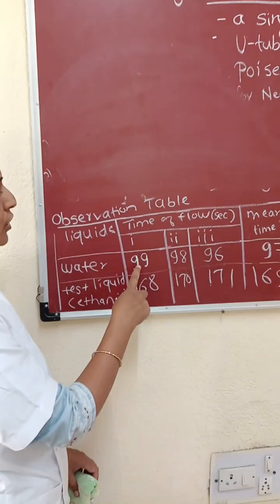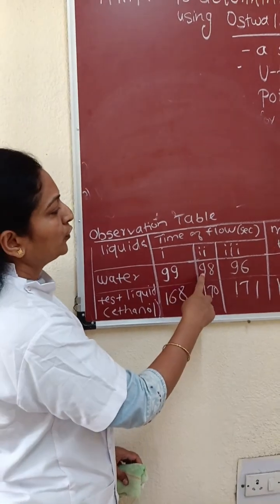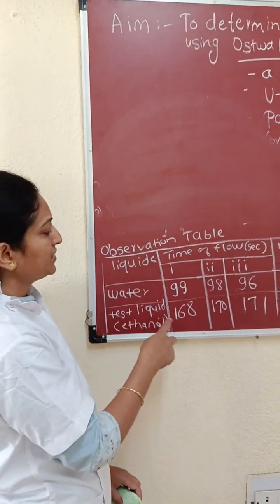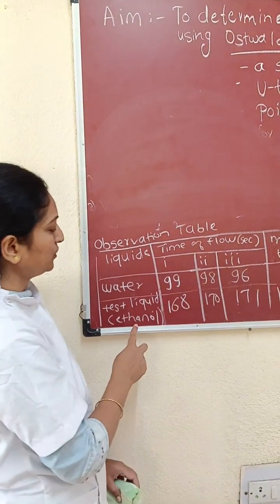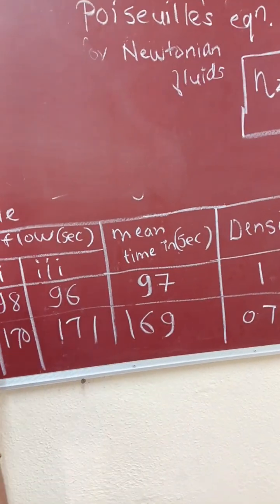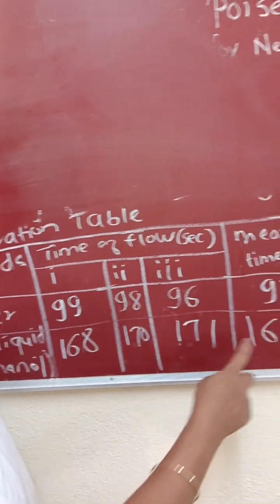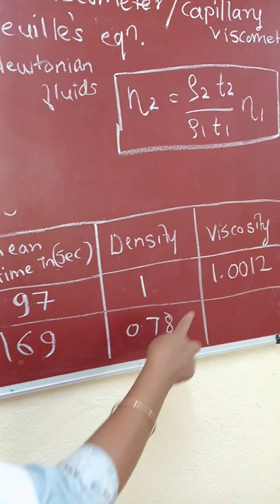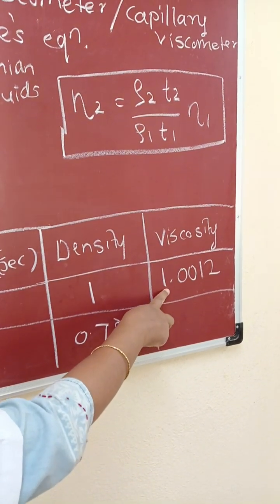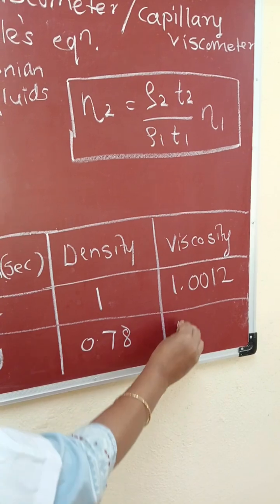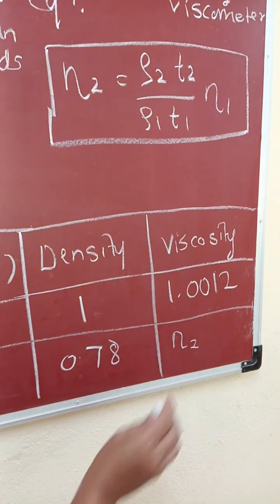Now we have got the time of flow in seconds for the reference liquid, that is water, as well as the time of flow in seconds for the test liquid ethanol. We have calculated the means of all the 3 readings. We have already taken the densities. We know the viscosity of the reference liquid water. We have to calculate the viscosity of the test liquid, eta 2.